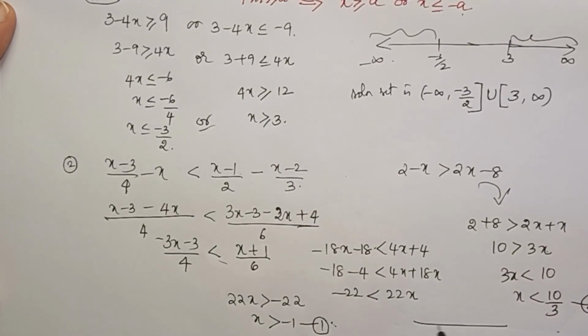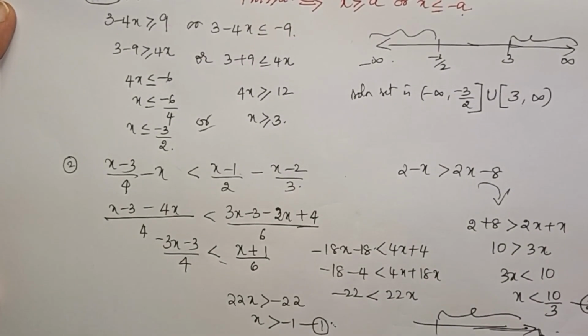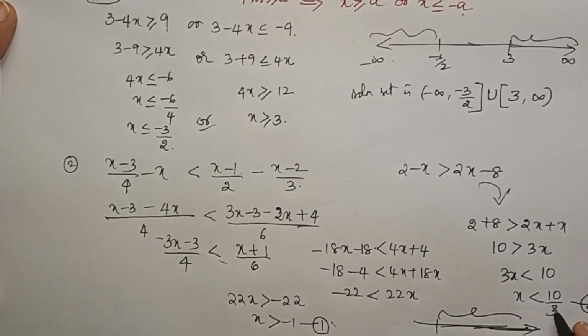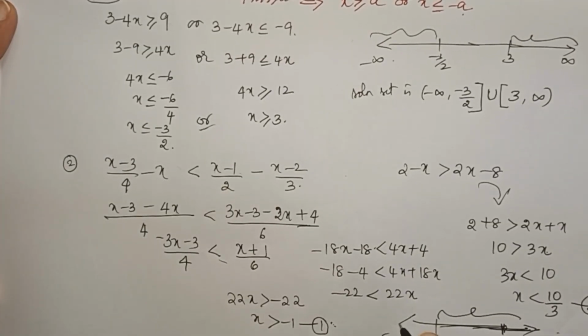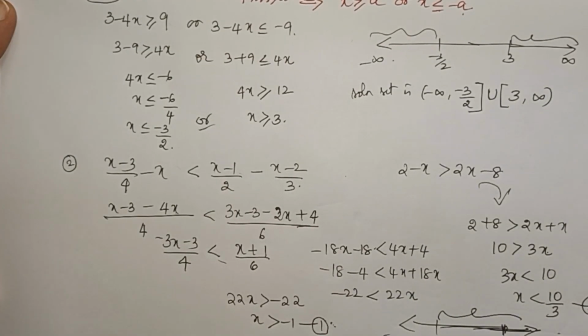So now the common solution means x is greater than minus 1. Greater than minus 1 means to the right of minus 1. There is 10 by 3, approximately 3.3, somewhere over here. Less than 10 by 3 means to the left of 10 by 3, up to infinity. Now where is the common solution?